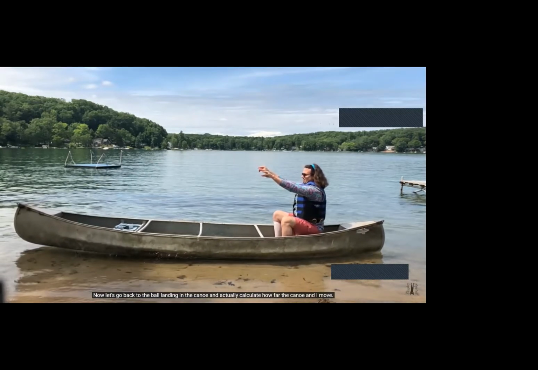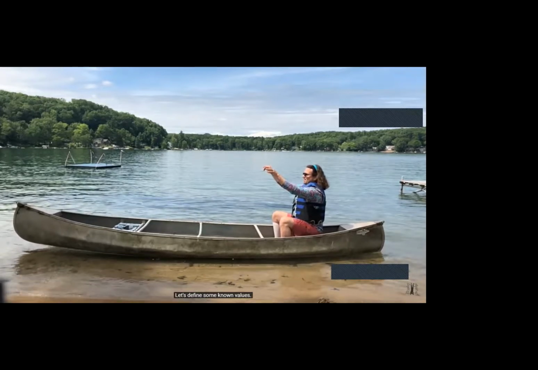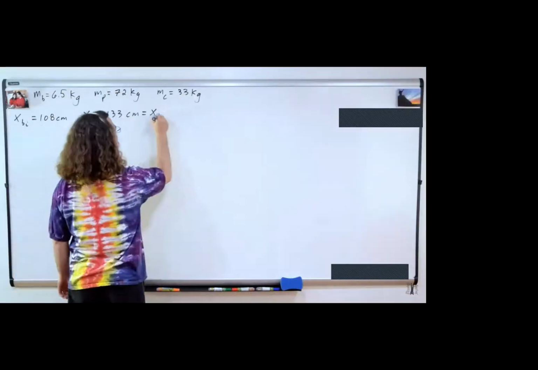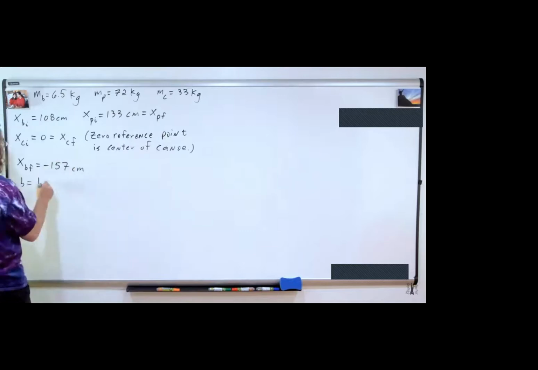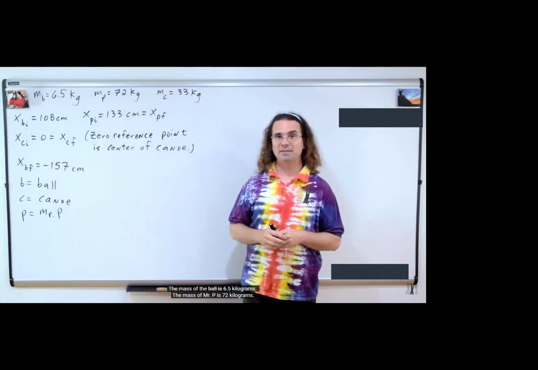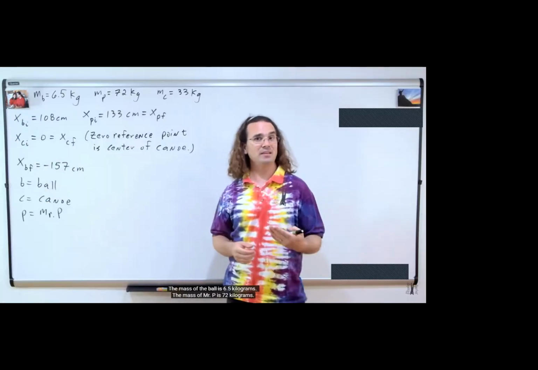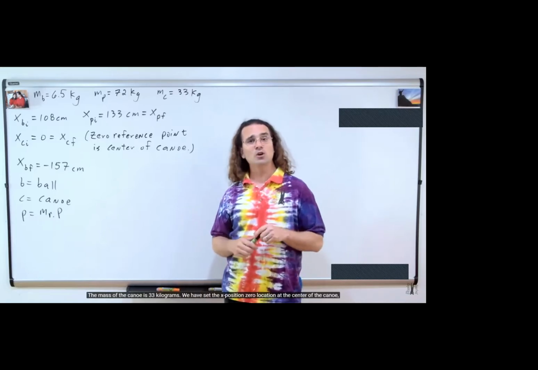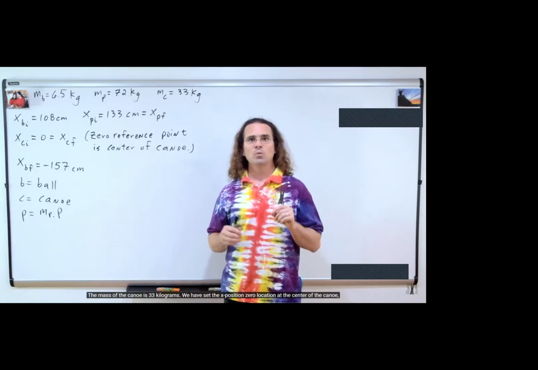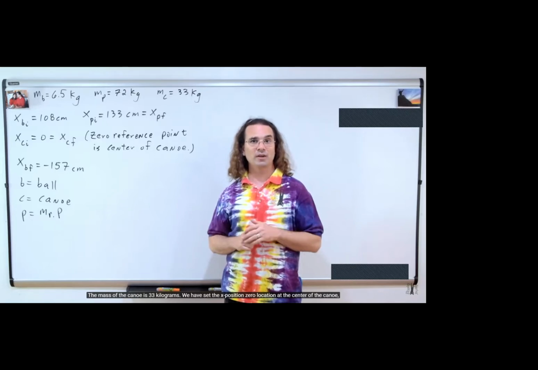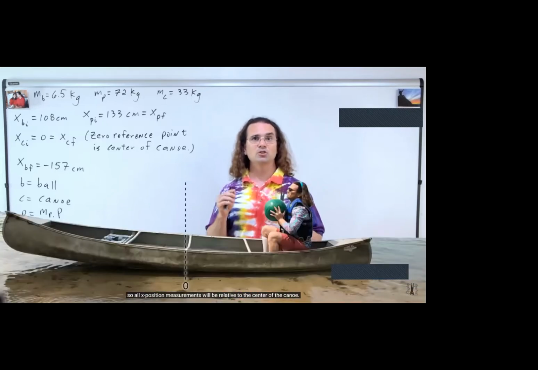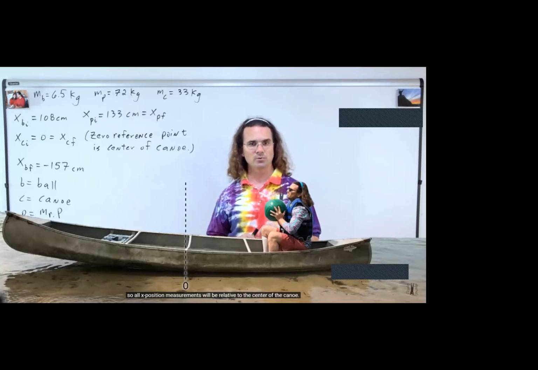Now, let's go back to the ball landing in the canoe and actually calculate how far the canoe and I move. Let's define some known values. The mass of the ball is 6.5 kilograms. The mass of Mr. P is 72 kilograms. The mass of the canoe is 33 kilograms. We have set the X position 0 location at the center of the canoe, so all X position measurements will be relative to the center of the canoe.